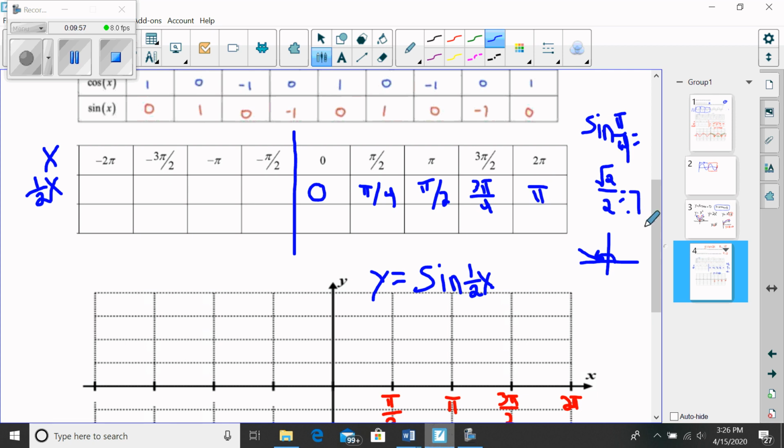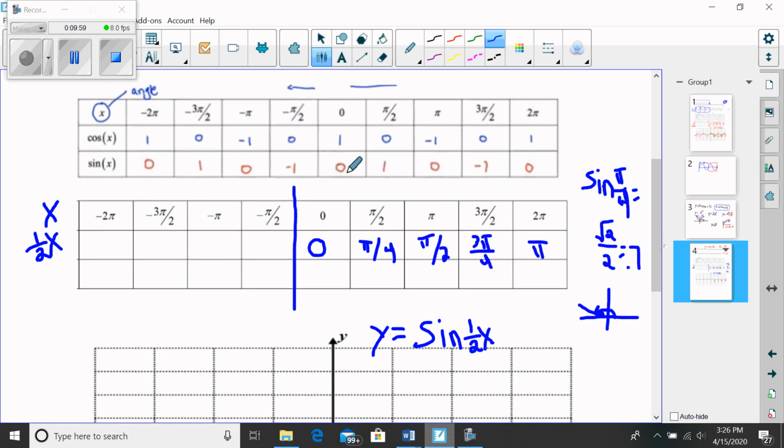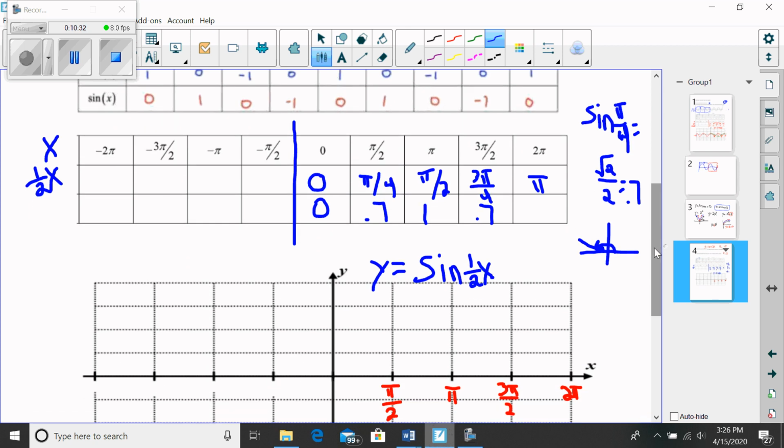Okay, so if I look up here at the values in red, sine of 0 is 0. Sine of pi over 4, I just mentioned that, that's 0.7. Now, sine of pi over 2 is 1, but notice now, instead of the 1 occurring at pi over 2, the 1 now occurs at pi. Okay, and like I just said, these two have the same reference angle, right? Therefore, the sine value is the same, and then sine of pi is 0.